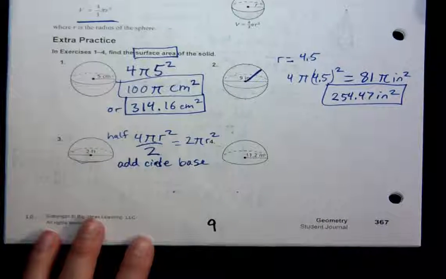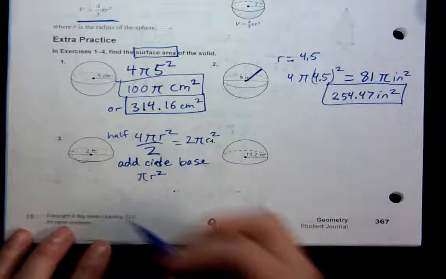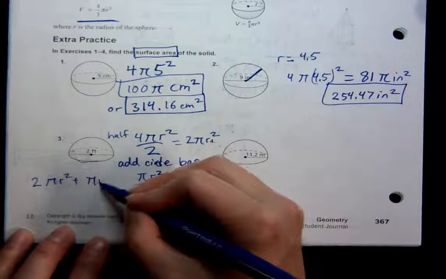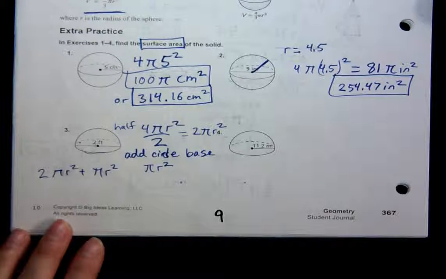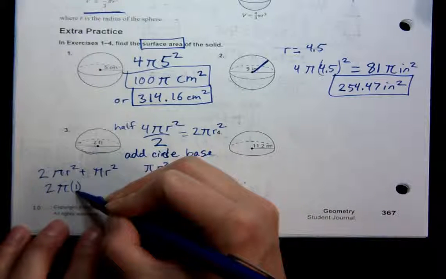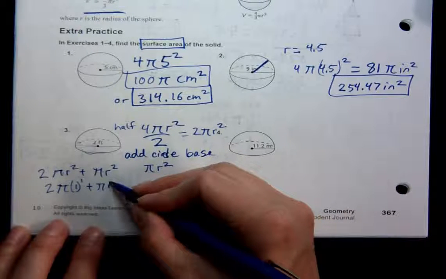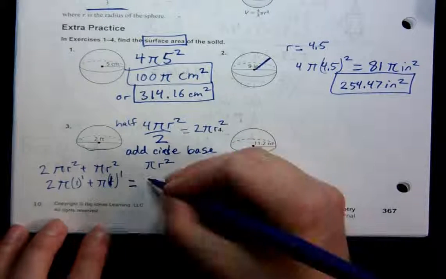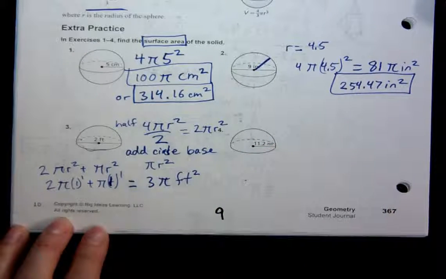Okay, what's the formula for the circle? Pi r squared. So what we're going to do for this is going to become 2 pi radius squared plus pi radius squared. What's our radius in this one? 1. Yeah. So it's 2 pi 1 squared, which is just 1, plus pi 1 squared, which is just 1. What does that come out to? 3 pi. 3 pi is our answer. Feet squared.